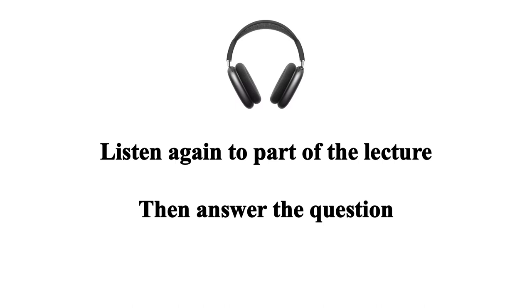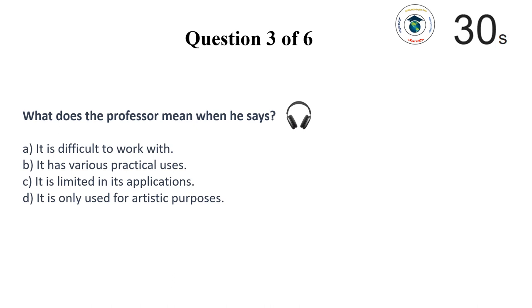Listen again to part of the lecture. Then answer the question. First and foremost, the bark of birch trees has been used for centuries by Native American groups for various purposes. It is highly versatile and can be harvested without harming the tree. What does the professor mean when he says, "It is highly versatile"?